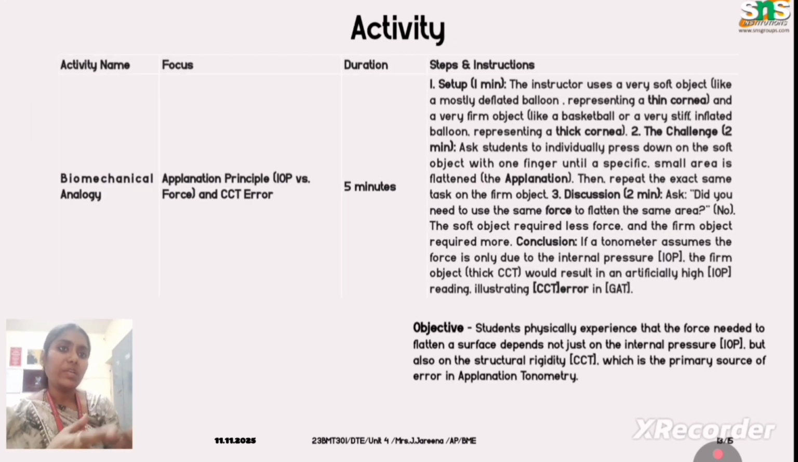And this is the activity we did during the class hours to demonstrate how the corneal thickness varies, using a balloon and a thick basketball. Look at the pressure needed to flatten the balloon and the basketball, and how much pressure variance you can see between the soft object and the hard object. This is how a patient's thick cornea and thin cornea vary. We had a real-time experience of this using the basketball and balloons.